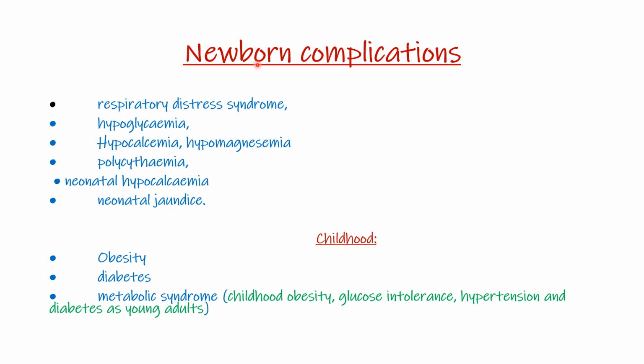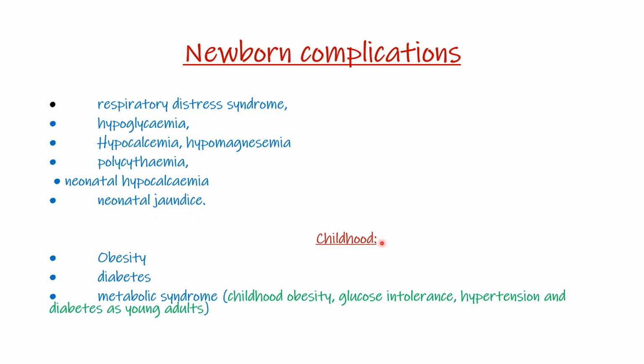So newborn complications, we already talked about fetal complications. Newborn complications include respiratory distress syndrome and hypoglycemia, because this baby had already had a very good environment of having high blood glucose from the mother. Now it is after birth, and for example, this baby does not feed well. So we'll have incidents of hypoglycemia, hypocalcemia, hypomagnesemia, polycythemia, and neonatal jaundice.